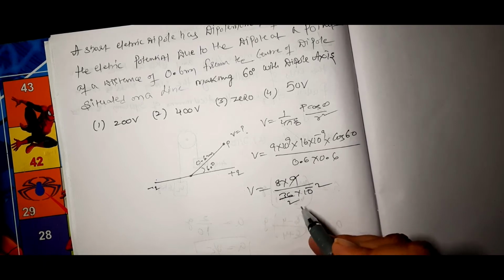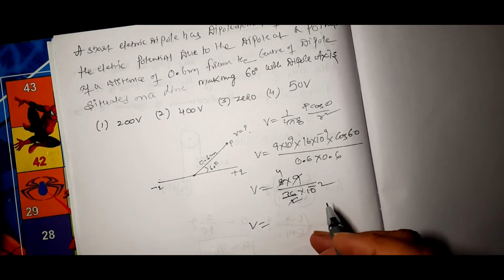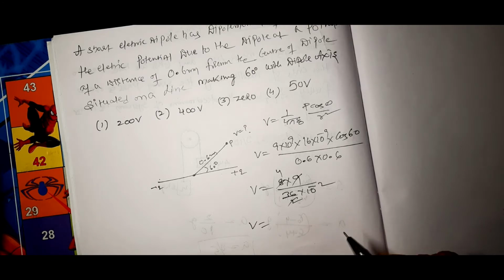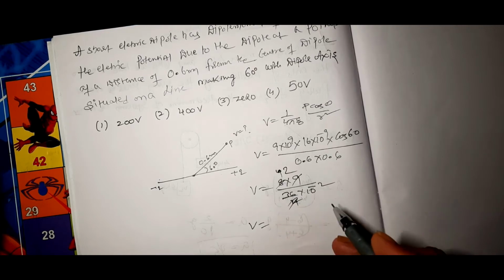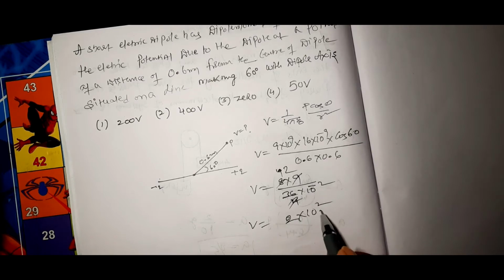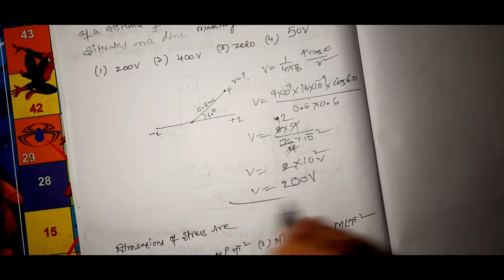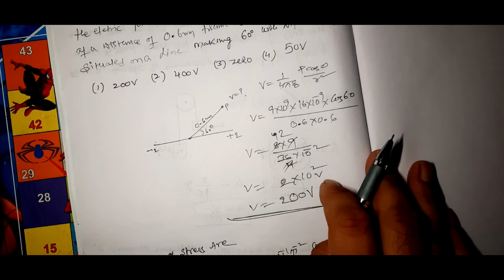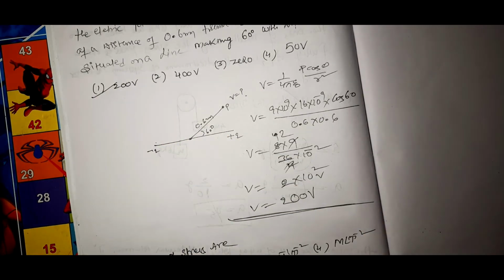9 4s are 36, and 4 2s are 8. So that is equal to 2 into 10 square volts. So V is equal to how much? 200 volts. Our correct option for this question is option 1, 200 volts.